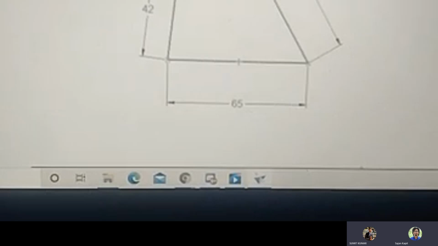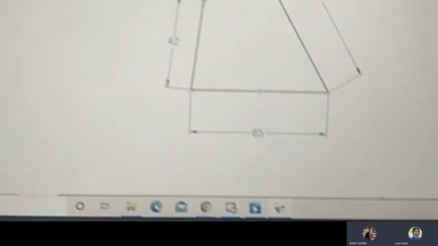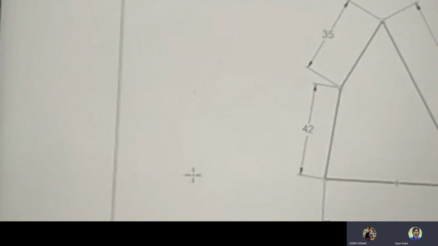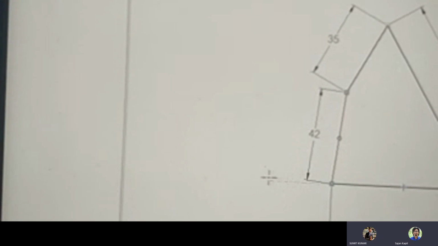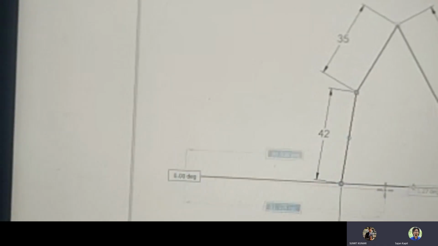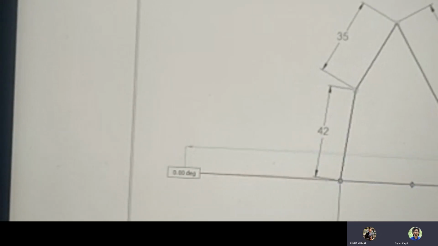So, constraints. Yes, give proper constraints. So the bottom edge cannot move. Give that constraint too. Like how? I also don't know how to give proper constraints so that it does not move. Yeah. Can you fix these points? One point and another point.